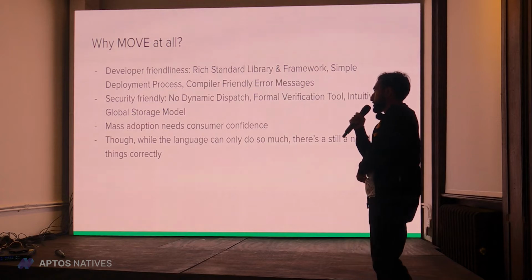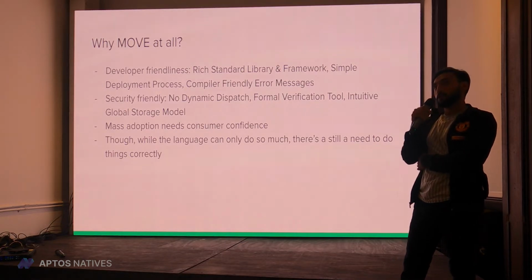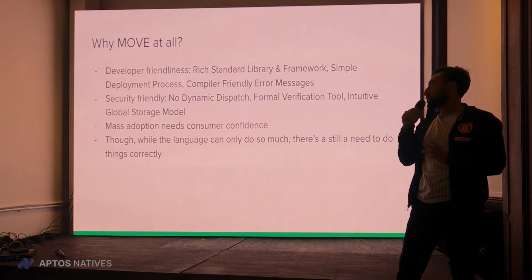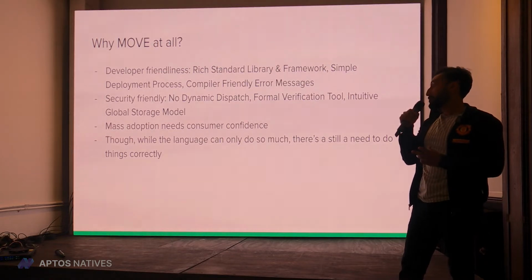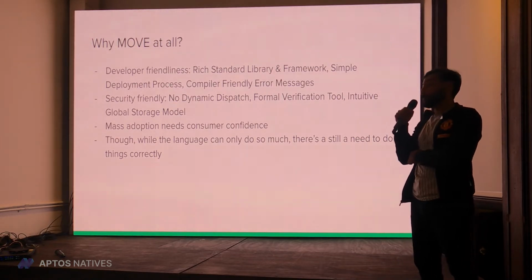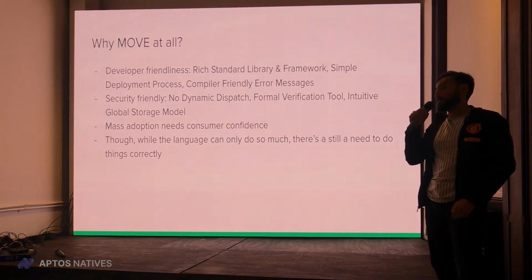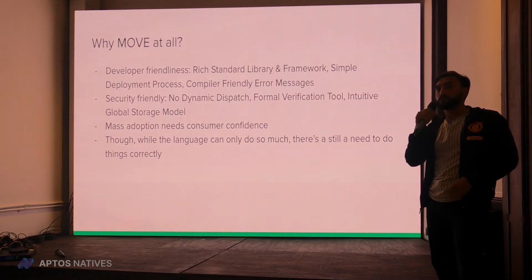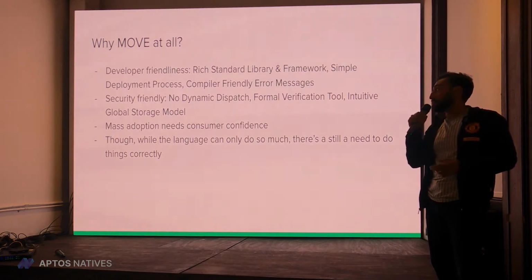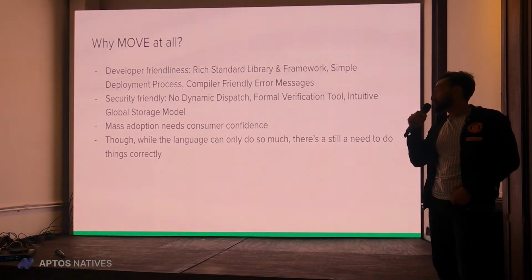So why do we care about Move at all? One thing that's super good with Move is developer friendliness. It ships with a rich standard library and framework, so if you want to write Move code, there already exist a lot of building blocks that you can base your code on, versus having to code them from scratch. This is important because you don't want to waste time rebuilding the wheel. The deployment process is very simple. If you get the Aptos CLI, you can deploy code very quickly, and the compiler is very friendly. If you've ever written code and you don't know why it doesn't work, it's a huge pain. Luckily, Move gives us very friendly compiler error messages so we can get our code working.